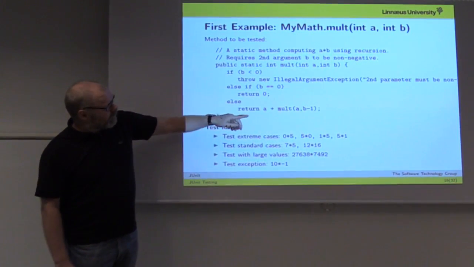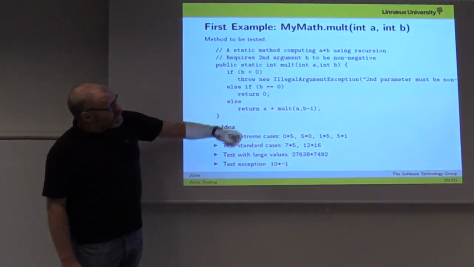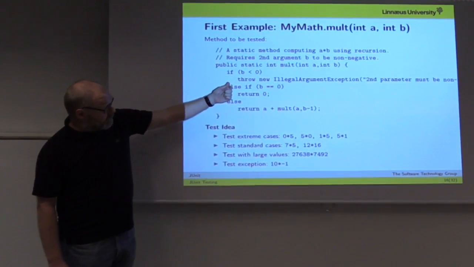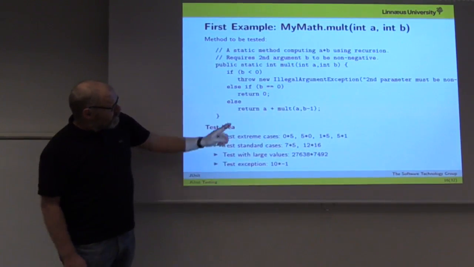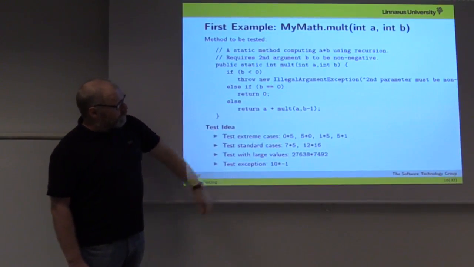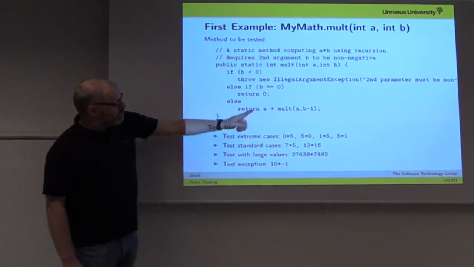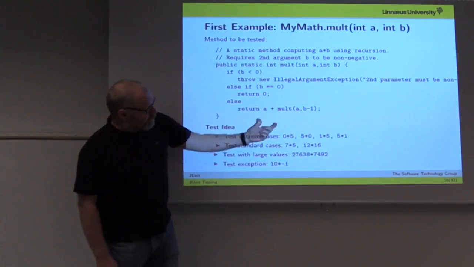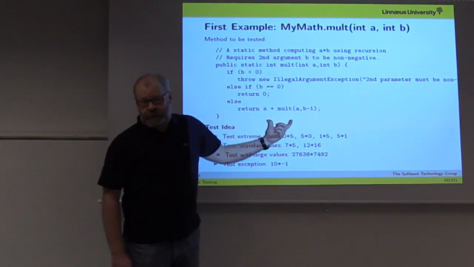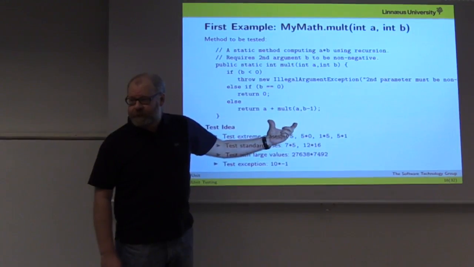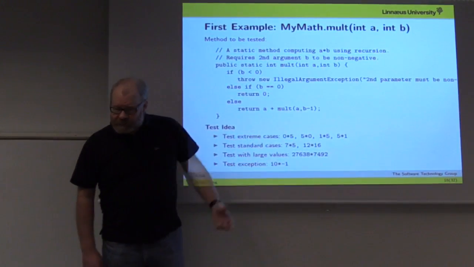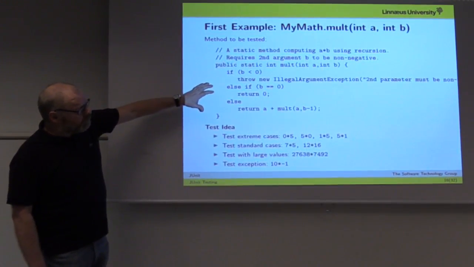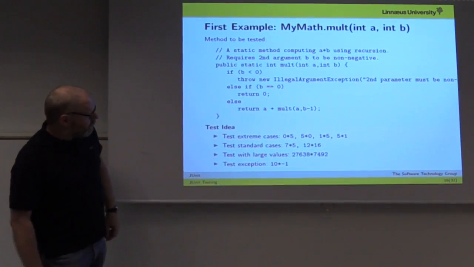We are multiplying A and B, and we require that the second argument B should be non-negative. So if B is less than 0, then we throw an exception. If B equals 0, then we know that anything multiplied with 0 is 0. Otherwise, the result is A plus A multiplied with B minus 1. So this starts the recursive call. Does it make sense? So this is an odd implementation of how to multiply A and B, a recursive approach.